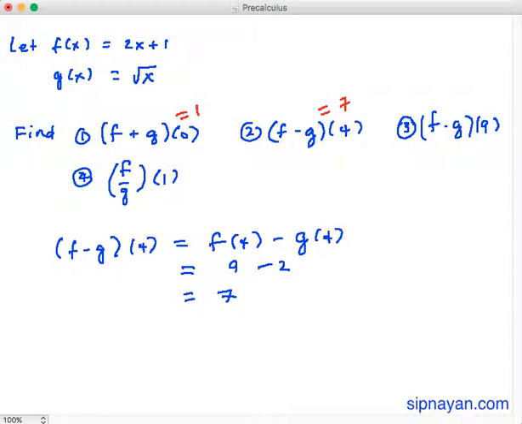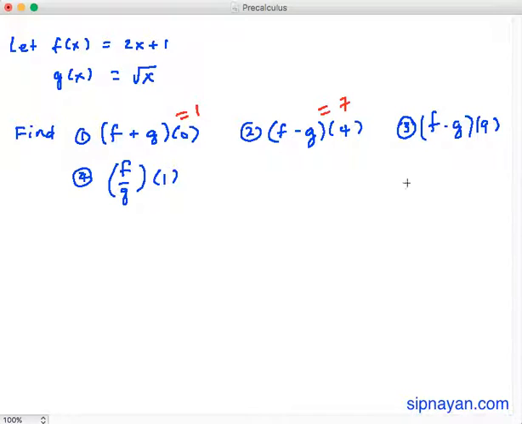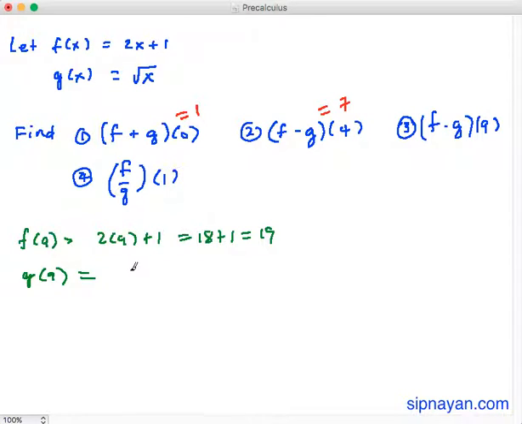Okay. What about (f times g)(9)? So, what is f of 9? That's 2 times 9 plus 1. That's 18 plus 1, which is equal to 19. And then our g of 9 is equal to square root of 9, which is equal to 3.